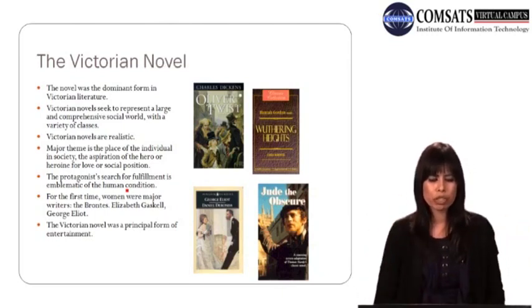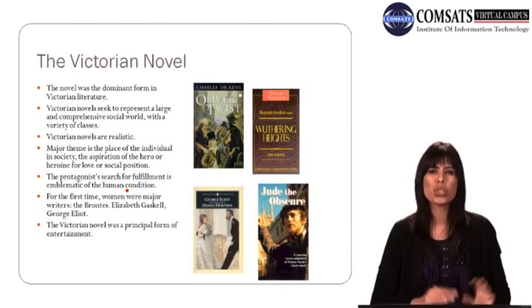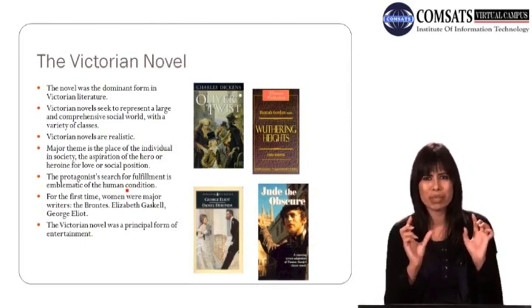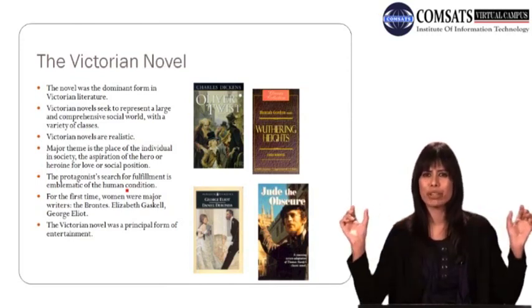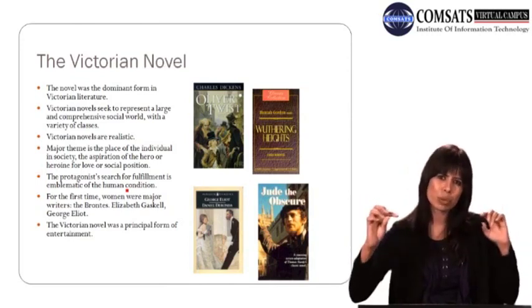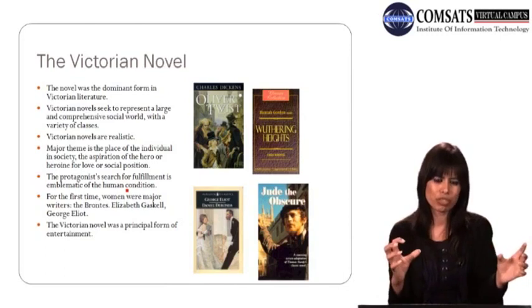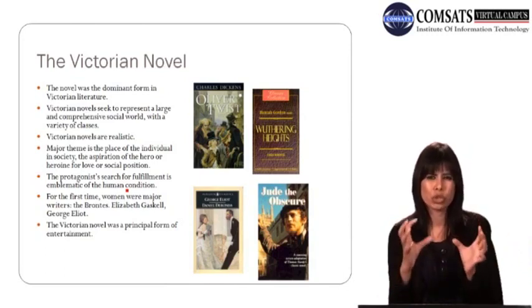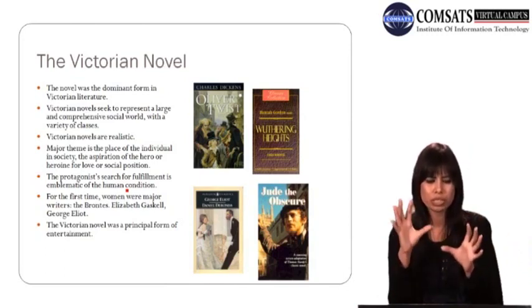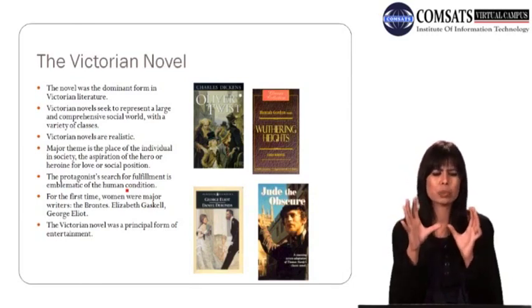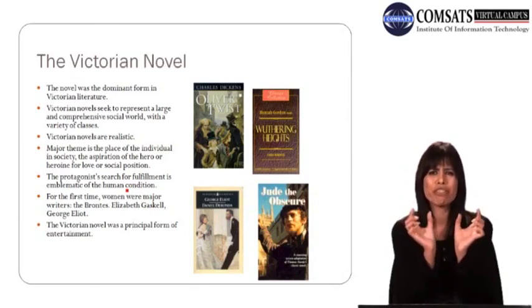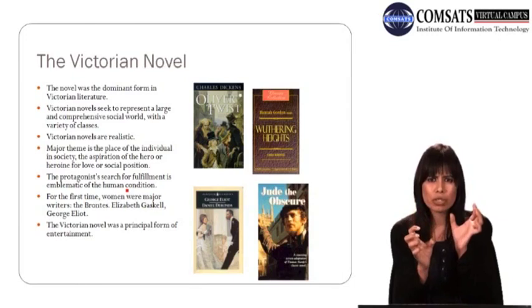For the first time, women were major writers: the Brontes, Elizabeth Gaskell, George Eliot. So these are all female writers, because women, they got education in Victorian age. So you will see most of the female writers are here, like Brontes. These are the two sisters, and then Elizabeth Gaskell, George Eliot. So these are very famous novelists of that era as well.